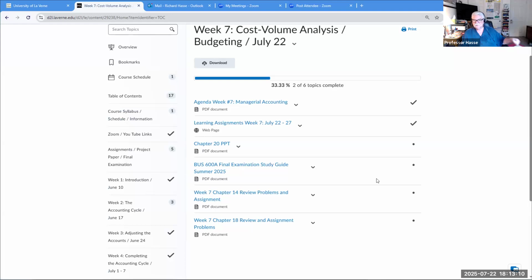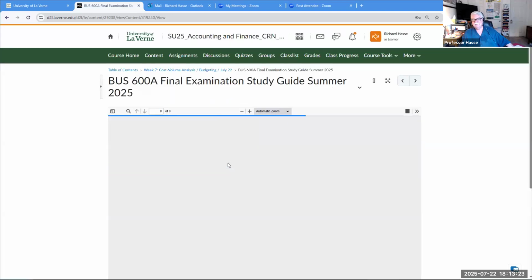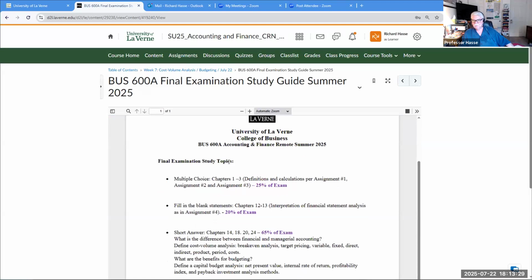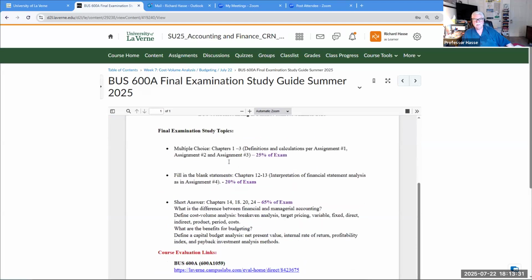If you go to week 7, your file folder, you'll see the agenda, what we looked at. You'll see some necessary review PowerPoints and that sort of thing. But more importantly, you can download the 600A final examination study guide. This study guide explains to you what the final is going to be when I post it next weekend. It's going to be 3 sections of our final covering our course.